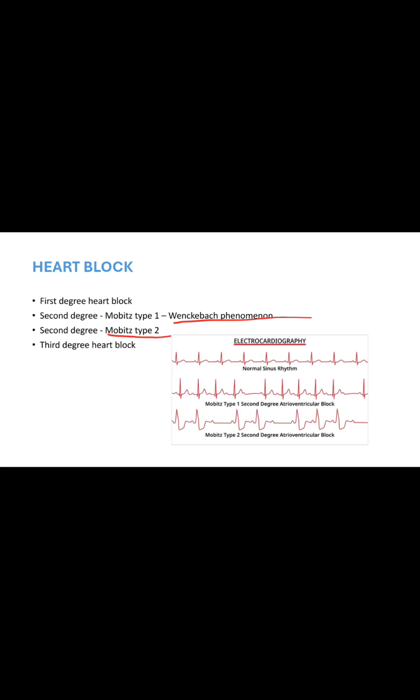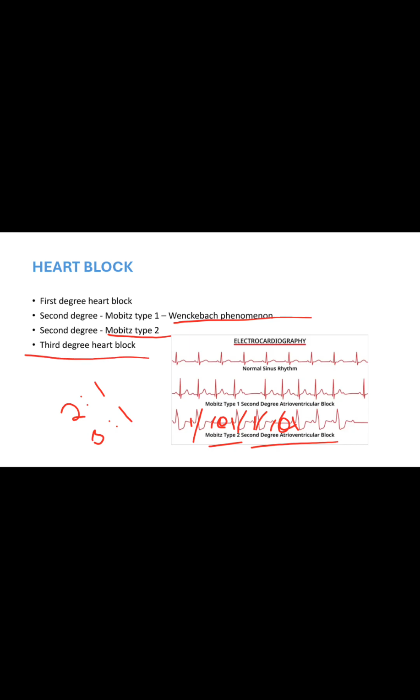Second degree type 2 means some of the QRS complexes are dropped. You can see that here you have a PQRS, but here you have a P with no QRS. Here PQRS, PQRS, and then a QRS is dropped. There are no fixed intervals at which it is dropped. It can be dropped randomly, or it can be a 2:1 block or a 3:1 block. That means some of the P waves will be blocked, so the P will be twice that of the QRS. Every second P will be blocked in a 2:1 block.